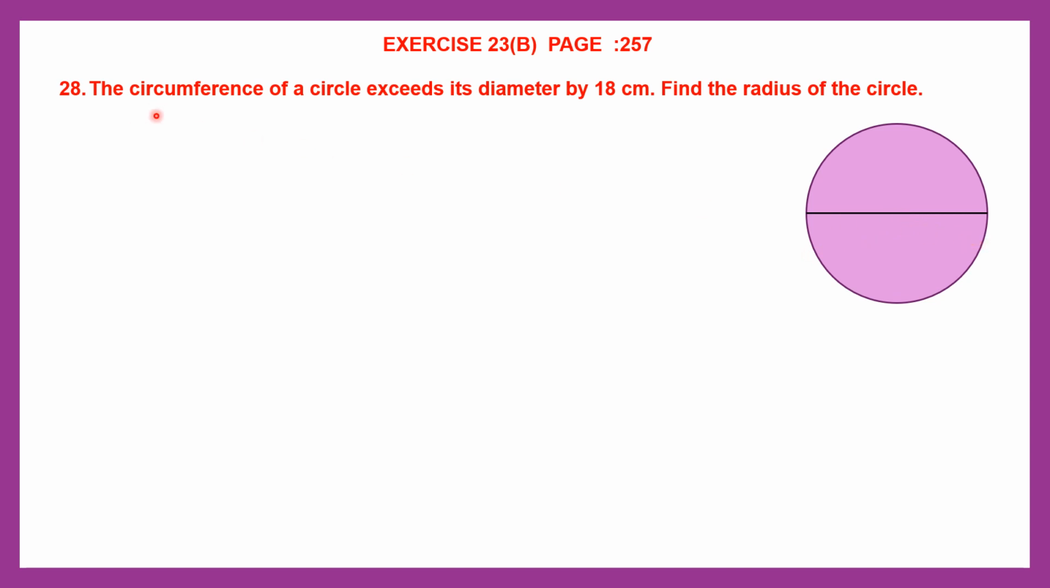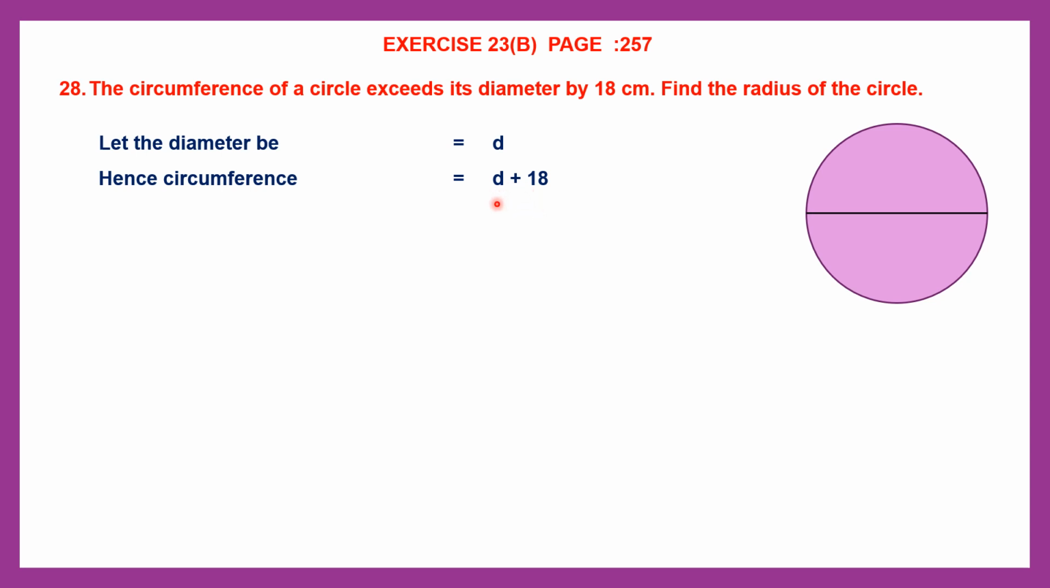So what's given to us? It's only told that the circumference is greater than the diameter by 18 centimeters. So we don't know what the diameter is. So let's say the diameter, let it be d. So in that case, circumference will be d plus 18, because it says circumference of a circle exceeds its diameter by 18 centimeters. So circumference is d plus 18.